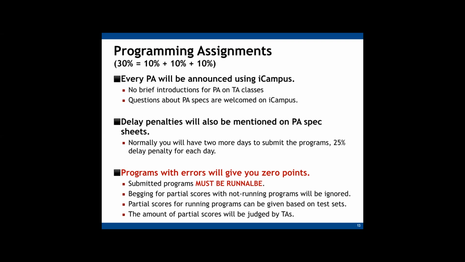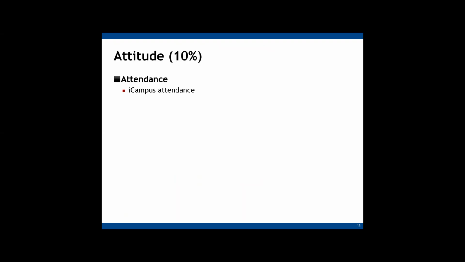And importantly, you must submit runnable programs. If your programs are not runnable, you will get 0 points. There will be no partial points for programs that do not run. But if you submit runnable programs, then you can get partial points. So please submit runnable programs for your programming assignments. For attendance, I will check iCampus attendance every Monday, and it's 10%.